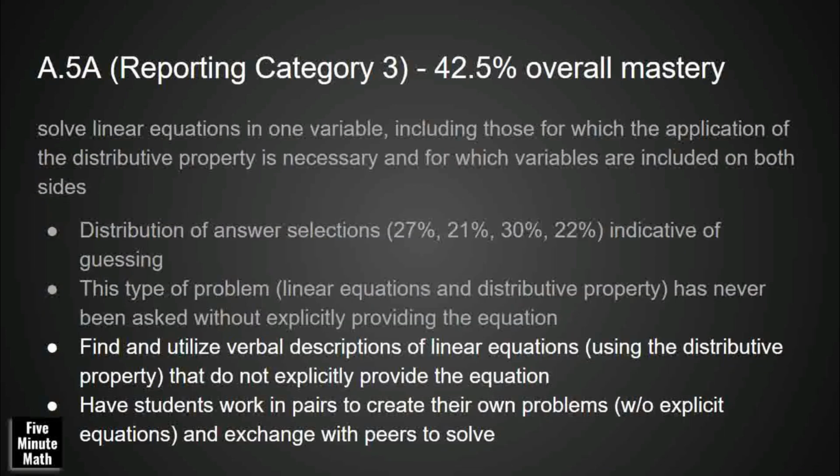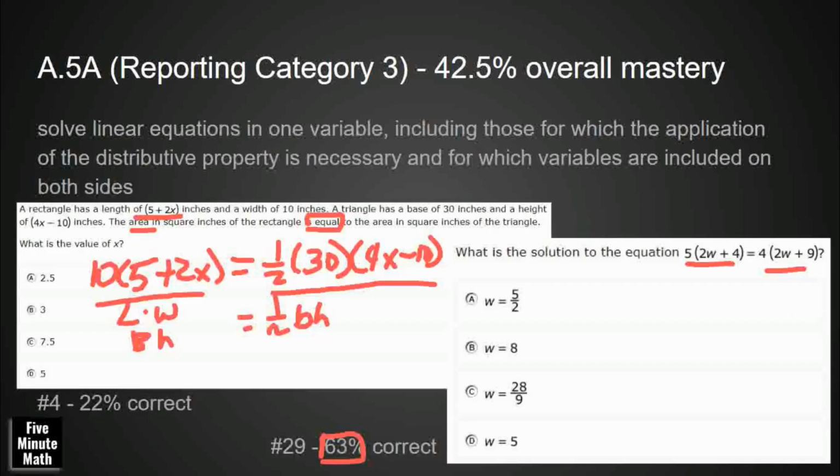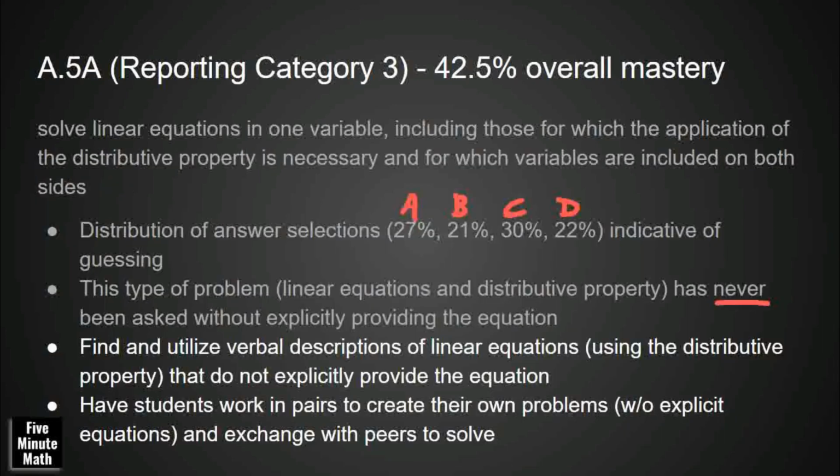So that first one, here's our A, here's our B, here's our C, and here's our D. Obviously, it looks like we're just guessing, with our answer there kind of taking a little bit from either the B or the D. Now, this type of problem, linear equations and the distributive property, since 2016, has never been asked without explicitly providing the equation. Every single practice STAAR test, they might give you a story problem, but they're always going to explicitly give you the equation. Obviously, they don't have to anymore.